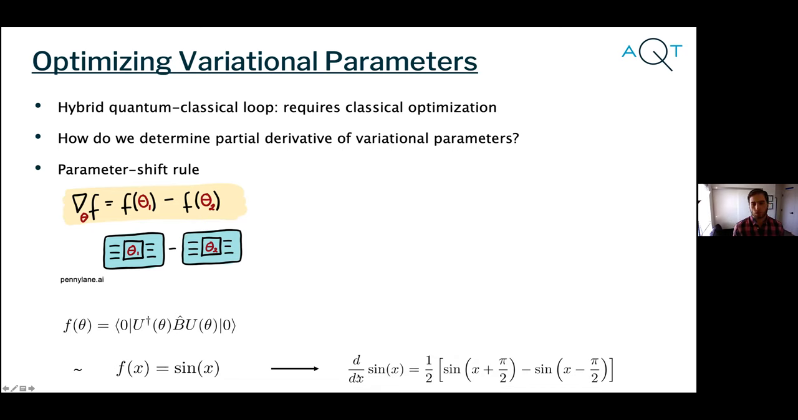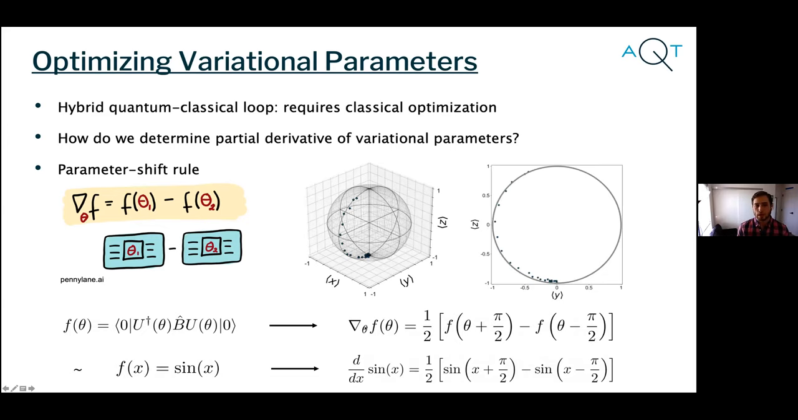So without proving this to you, I'm going to state that you can do the exact same thing in parameterized quantum circuits. I can compute my objective function at theta plus pi over two, at theta minus pi over two, take the difference, and I get this partial gradient of f of theta with respect to theta for every theta in my circuit. Okay, so I didn't prove this, but I can give you a nice example that demonstrates this fact.